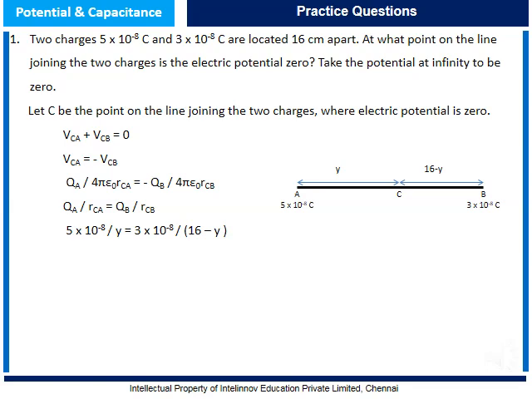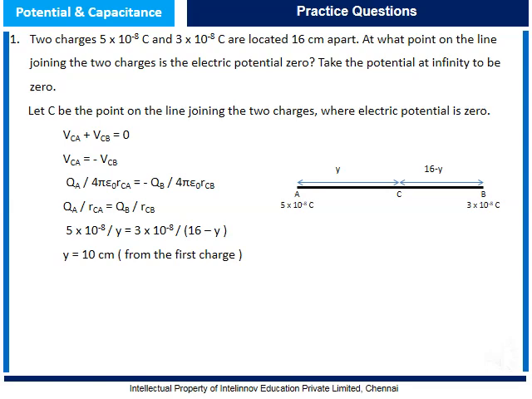Thus 5 × 10^-8 by y, where y is nothing but the distance between A and C. So 5 × 10^-8 divided by y is equal to 3 × 10^-8 divided by 16 minus y. Thus we get y is equal to 10 centimeter from the first charge. That is, C is not exactly at the center of charges A and B. However, it is slightly away from the midpoint when we measure from charge A, and it is closer to charge B.